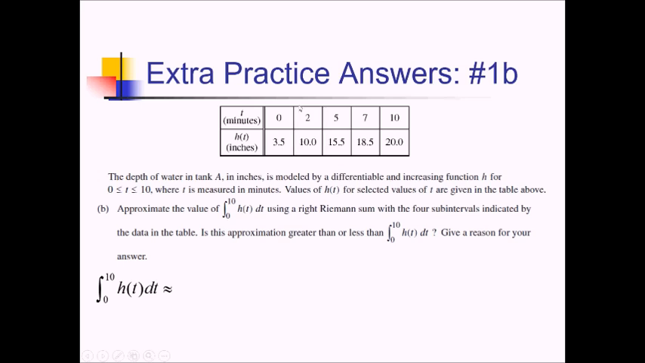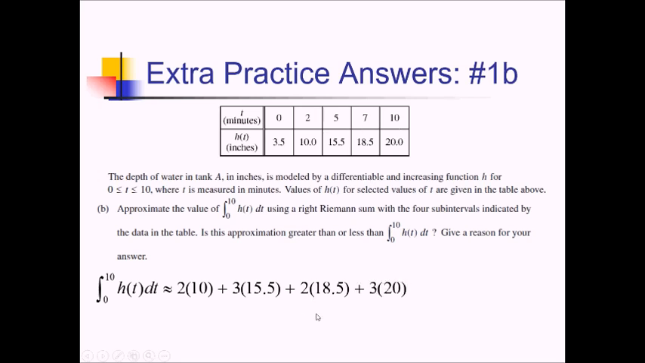This first rectangle, for example, from 0 to 2, we have a base of 2, and we have a left height and a right height. Since it's a right Riemann sum, we're going to use the right height each time around. So I have a base of 2 times a height of 10 for that first rectangle. Plus, the next rectangle, we have a base of 3 from 2 to 5 times a height of 15.5. After that, we have a base of 2 times a height of 18.5. And finally, a base of 3 times a height of 20.